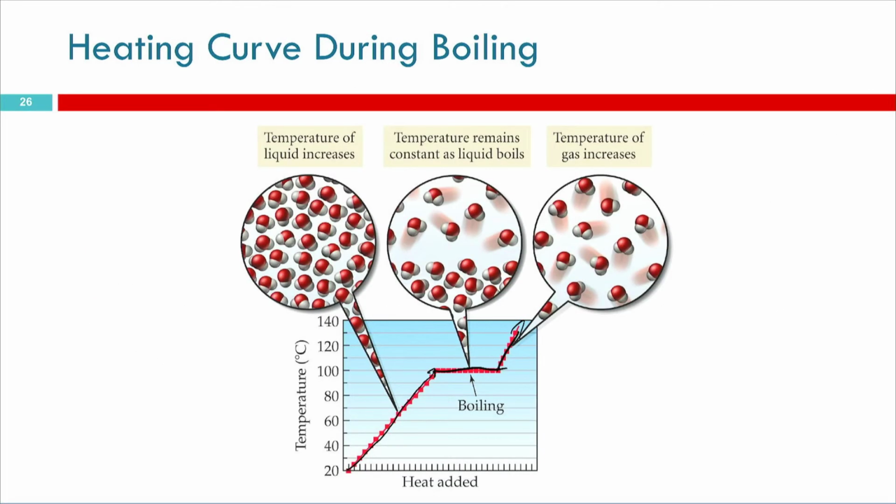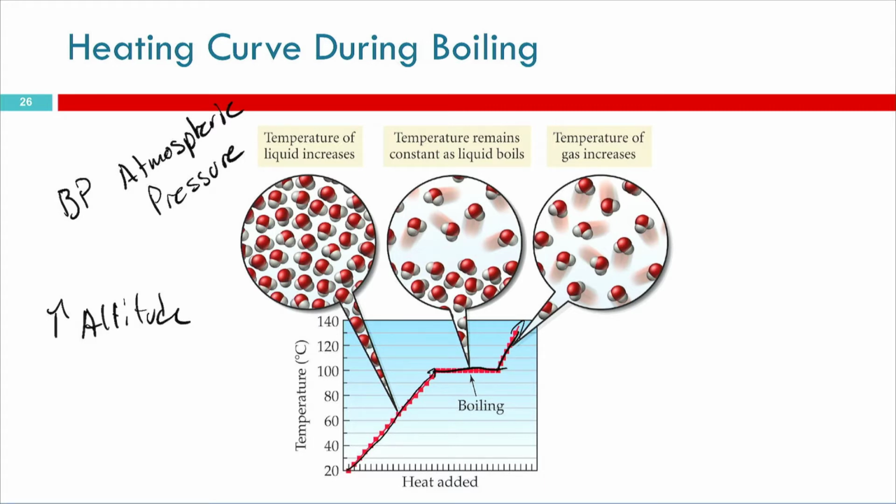So one of the interesting things about boiling, right? We use boiling to cook pasta. If boiling point is dependent on atmospheric pressure, then water actually boils at a lower temperature at higher altitudes. So as we go up in altitude, our boiling point will go down, and it takes longer to cook spaghetti.